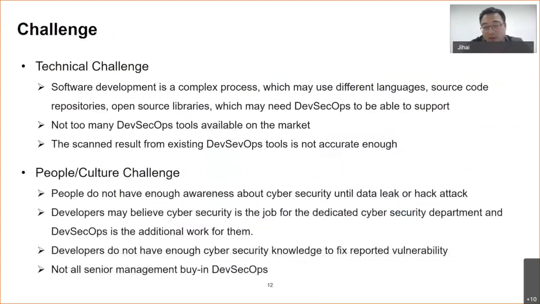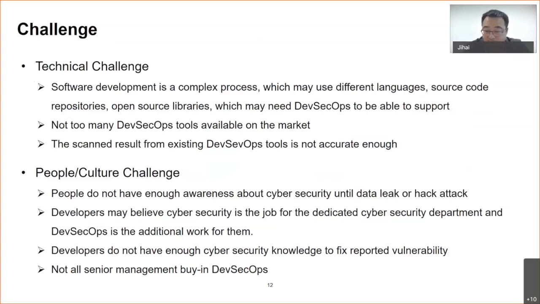Okay, the challenge. If people have worked on DevOps before, I believe you will also understand the challenge for DevSecOps, because it's very similar. The main reason is that I think cybersecurity is too far away from the business. Similar to DevOps, which is mainly about IT improvement or IT enhancement, DevSecOps tries to make our company and our product safer. It's not very relevant to the business, so this is the reason people don't take it seriously.